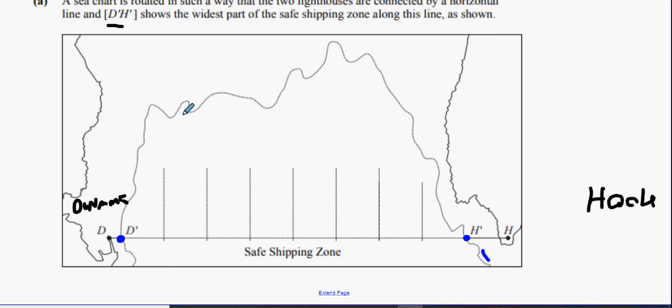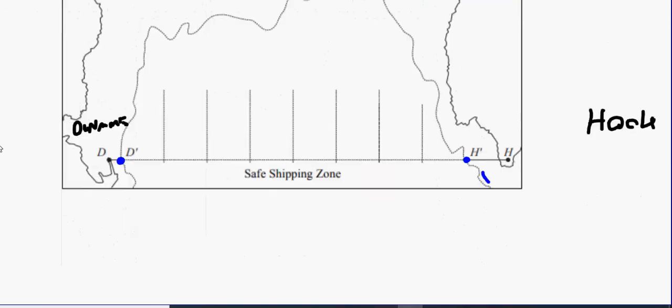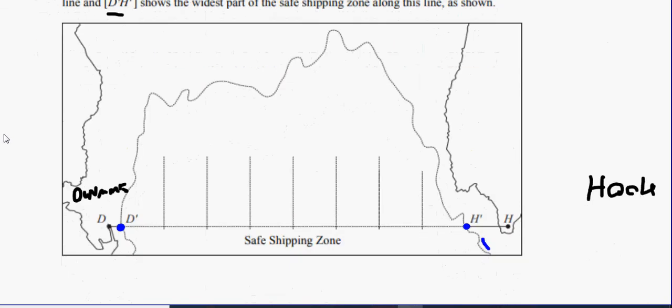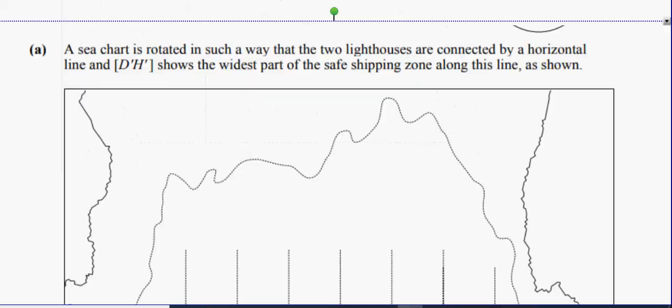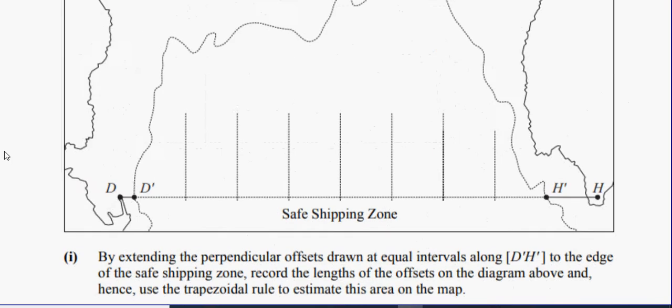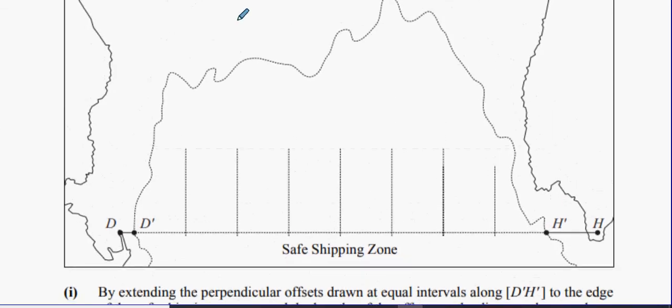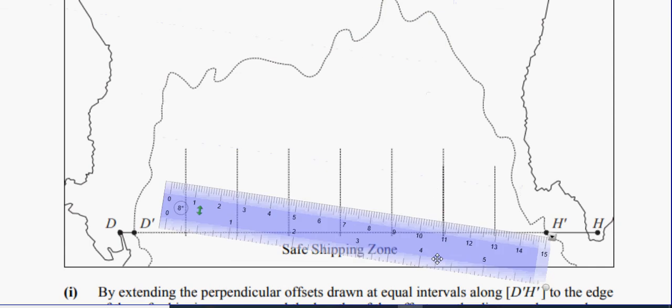So here's what I want you to do. I want you to get your ruler, and I want you to measure the distance from D' to H'. It's D dash H dash, or D apostrophe, yeah. Record the lengths. Okay? So we want you to get out your ruler. Now, Daniel, you're going to tell me what the length along the bottom is so I can calibrate my ruler accordingly.